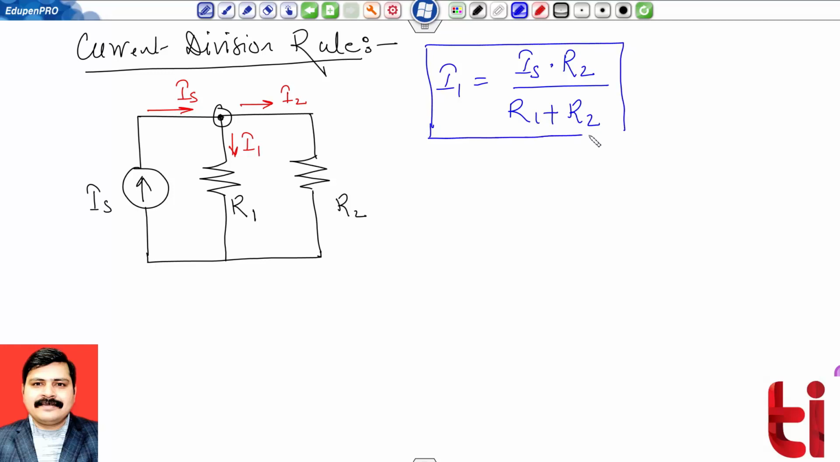Let me write for current I2 also, with overall current IS. I am interested to find this current, so it is multiplied by the resistance of the opposite branch, R1, divided by R1 plus R2.